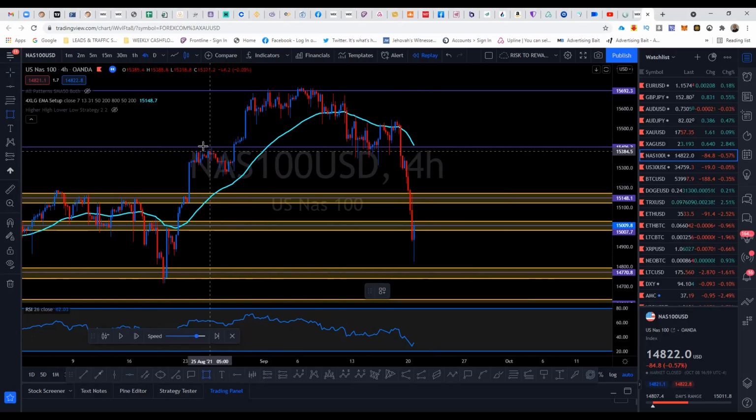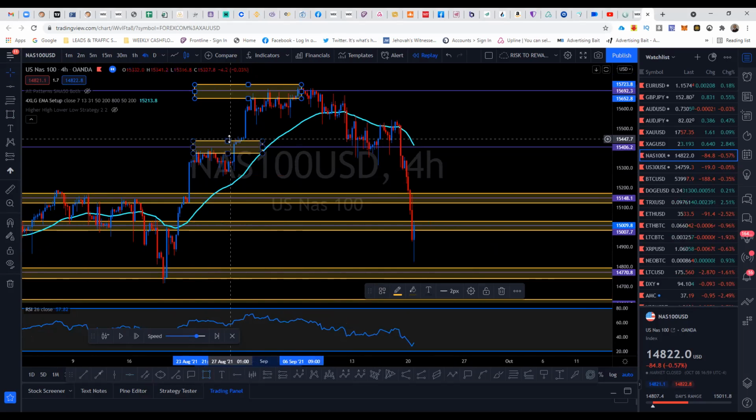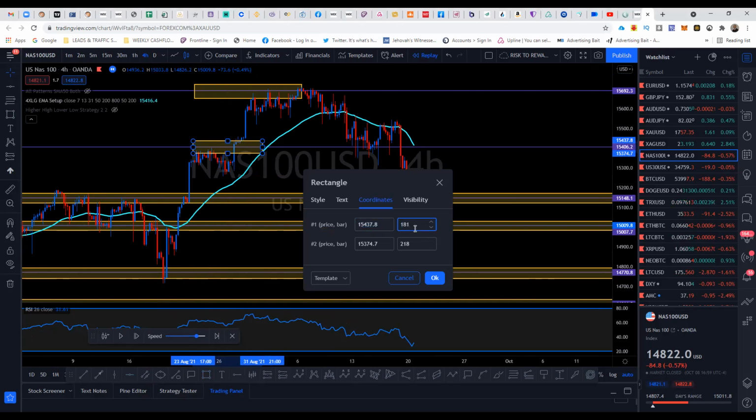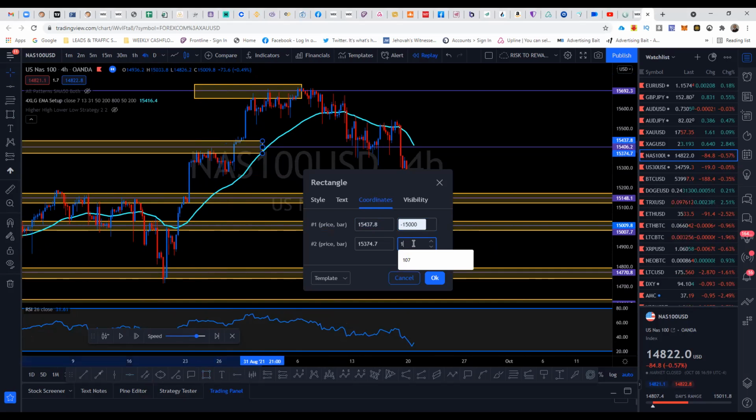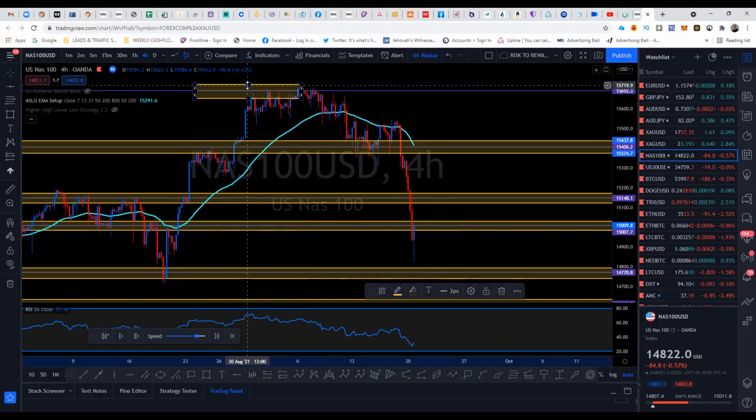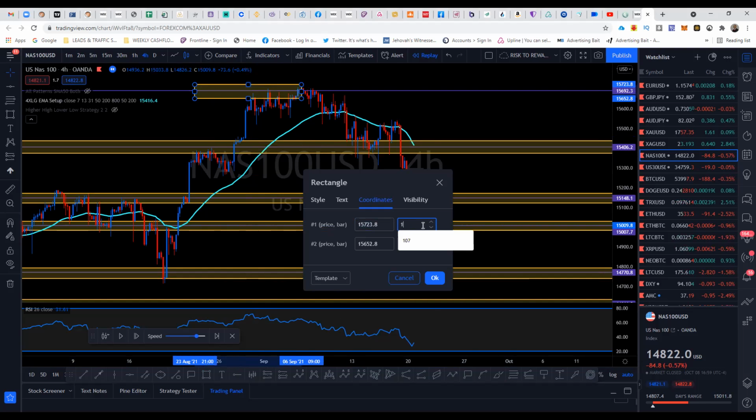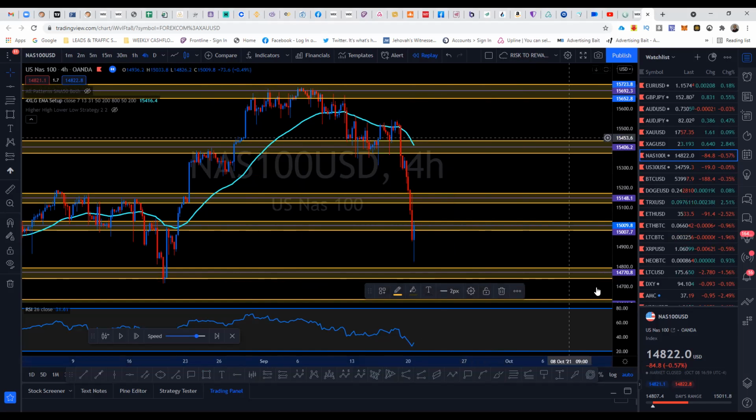Now, usually I change the color of my zones on each time frame, but I'm just going to make it simple for this. So I got that marked up. Let me pause this recording. I'll be right back.